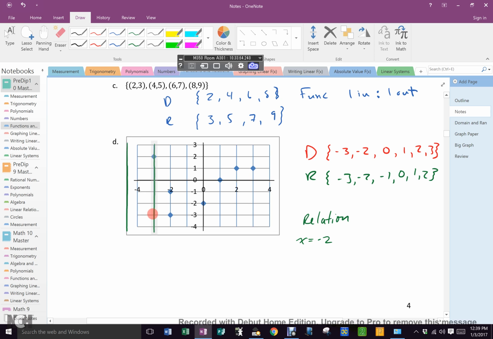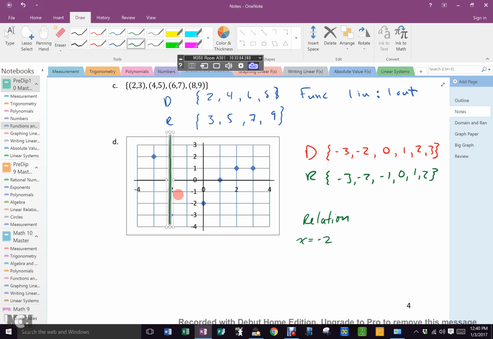1. So at the input of -3, I have 1 output. Everyone agree? What happens here? I hit 2 dots. At -2, I have 2 outputs. Therefore, this can't be a function. Got it? It only works on graphs, and it only works with a vertical line. That's why it's called the vertical line test.